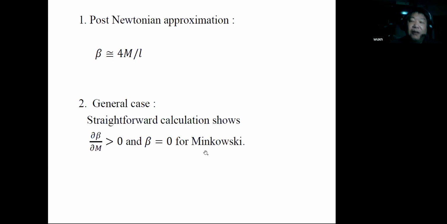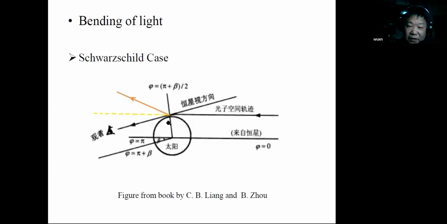So we can see that the bending of light is related with the positivity of the total mass. That means that if the total mass is positive, then the light will bend in this way. And for example, in the Schwarzschild case, if the total mass were negative, then the bending of light would go the other way.